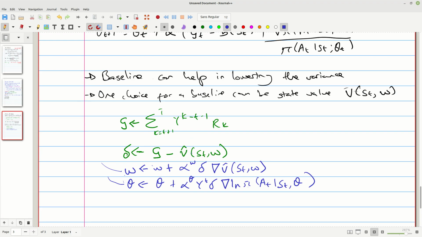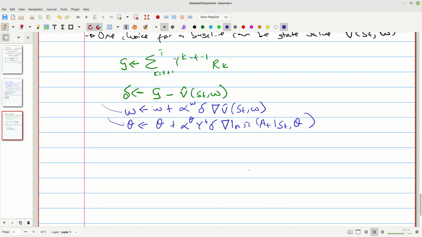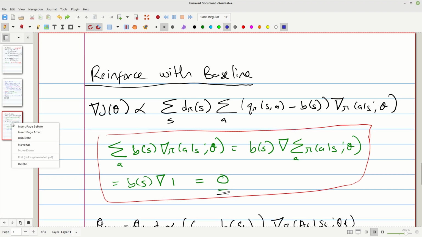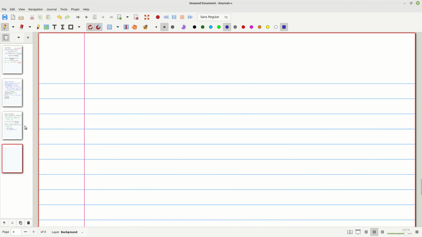So the final thing I want to talk about is what is known as actor-critic methods. Here I'm just going to introduce what they are, and then in future lectures we're going to look at some reinforcement learning algorithms that are actually making use of this, right? Actor-critic methods.